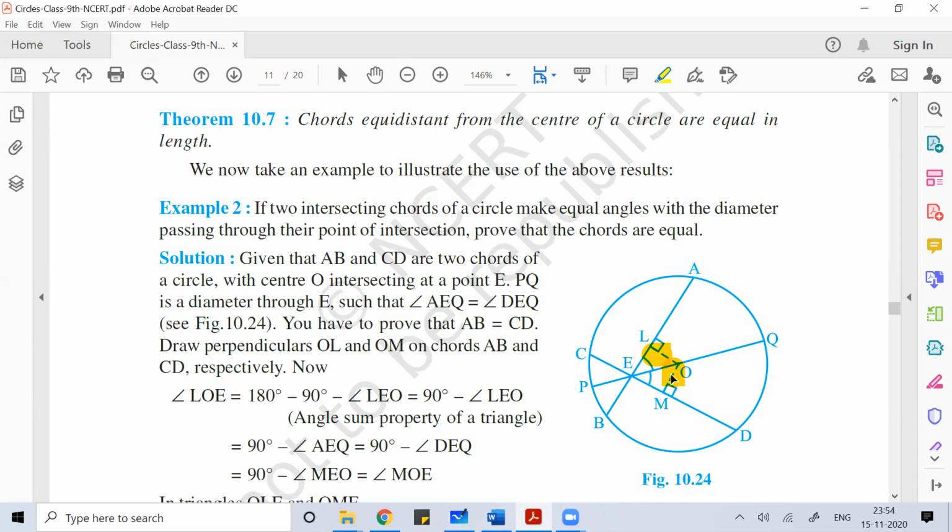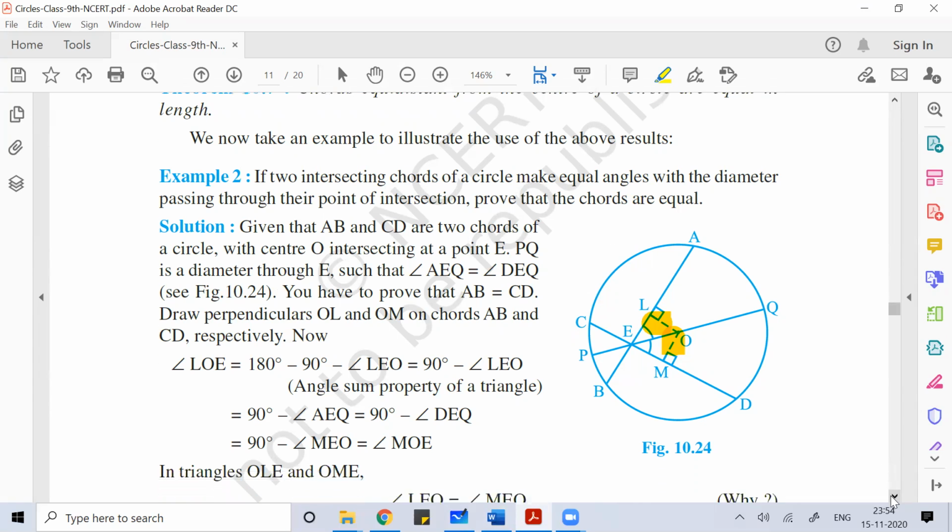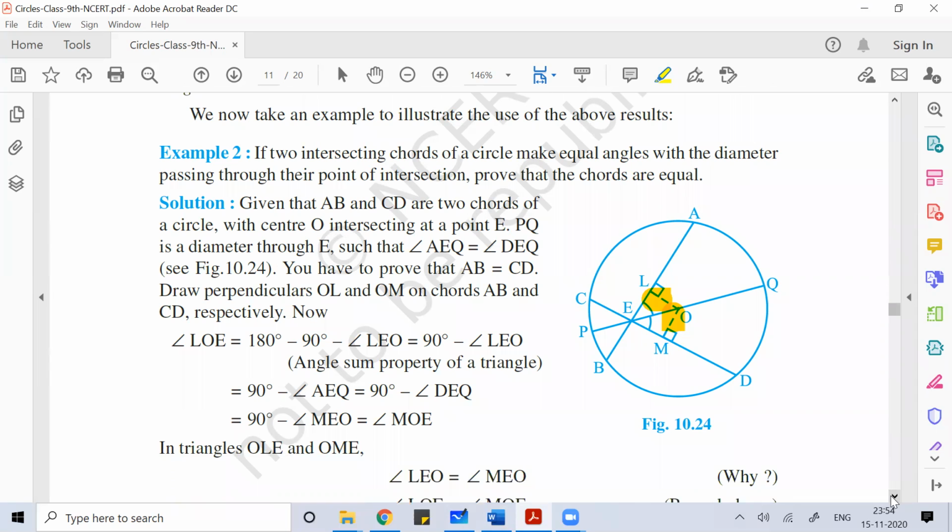Draw OL and OM perpendicular here. Now you see the triangle OEL and the triangle OEM. OL and OM are perpendicular, so they are 90 degrees. It is already given that the angle AEQ will be equal to QED, and EO is the common side. So with that, you can prove that the triangle OLE is congruent to the triangle OME.